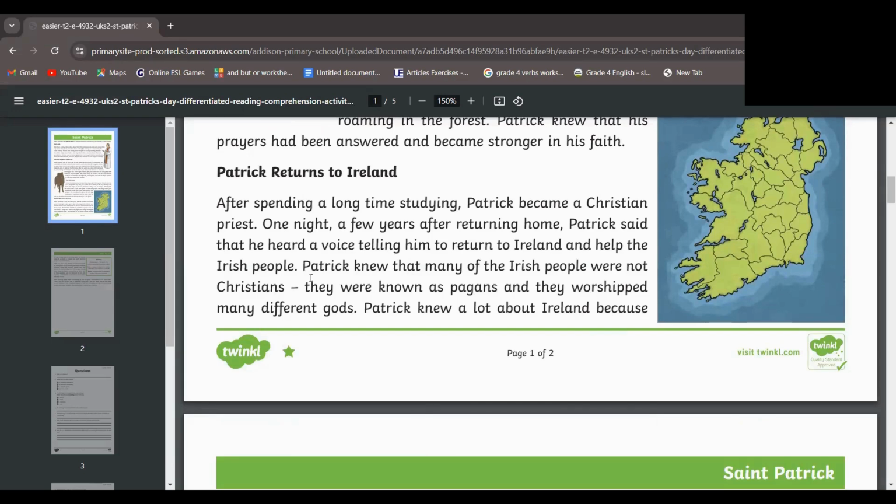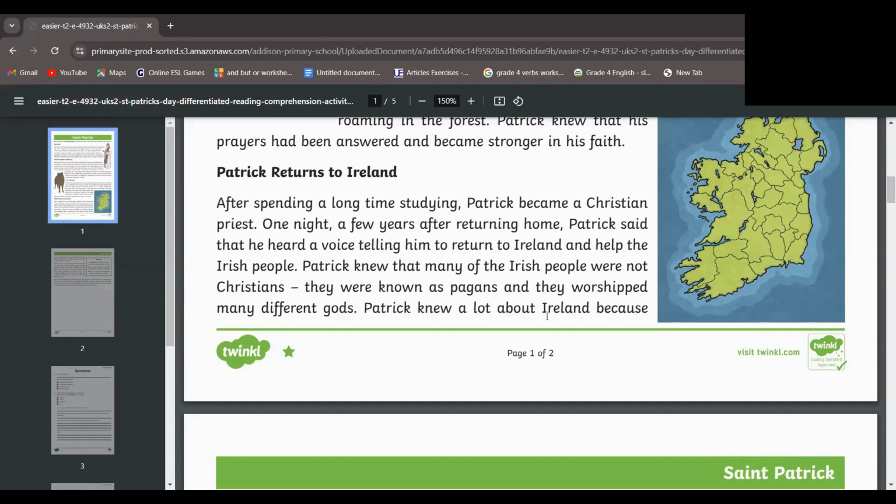One night, a few years later after returning home, Patrick said that he heard a voice telling him to return to Ireland and help the Irish people. Patrick knew that many of the Irish people were not Christians. They were known as pagans and they worshipped many different gods.